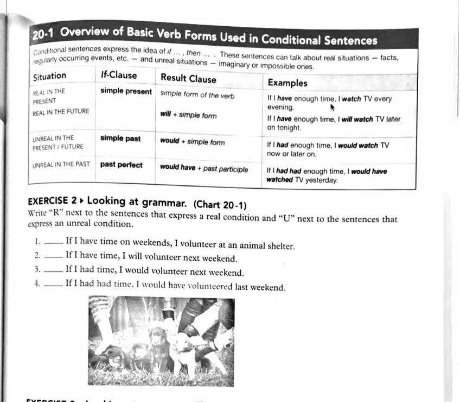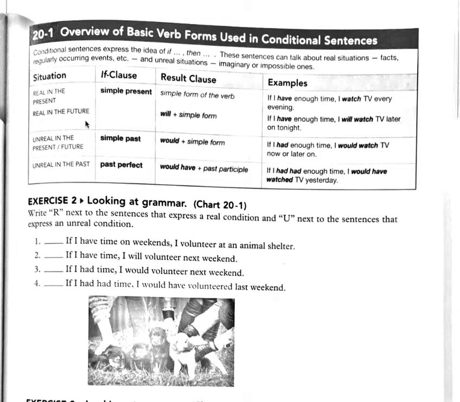If I have enough time, I watch TV every evening. This is present because it's every evening. So here, the if clause verb, simple present. The result clause verb, simple form of the verb. Okay? So you say, if I have enough money, I buy dinner at a restaurant every weekday.